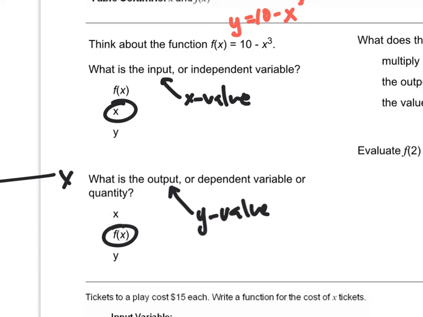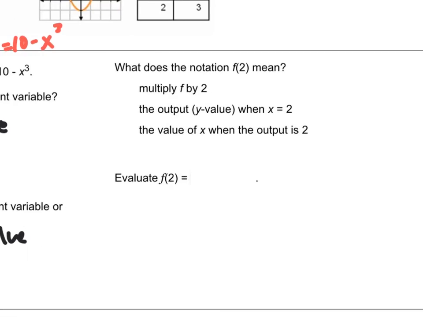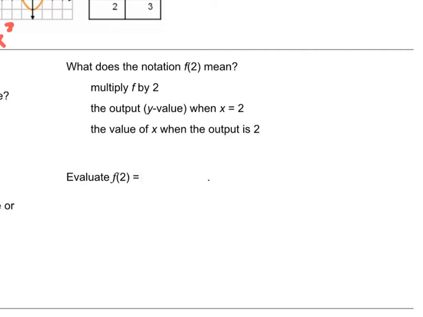So how do you answer these questions correctly? It's all about understanding the notation. f of x is the output because that's what you were given. If you were given, let's say, the function y equals 10 minus x cubed, then it would be y instead. Yeah, it all depends on how it's written and how it's defined. Good question.